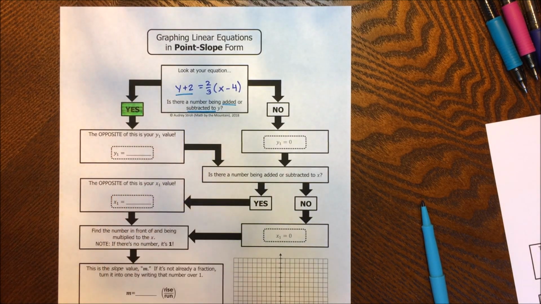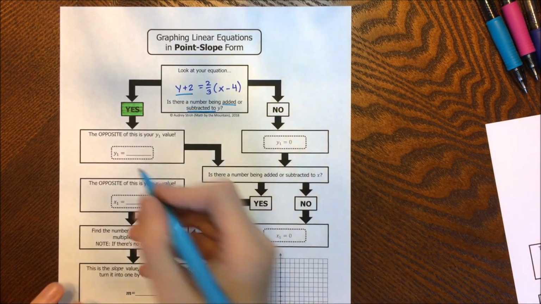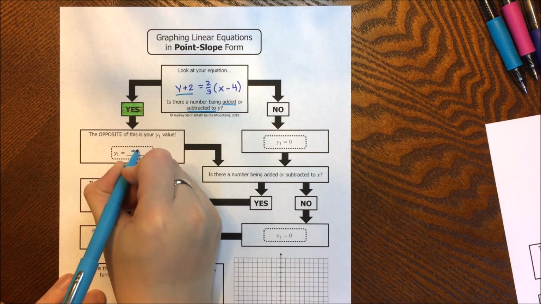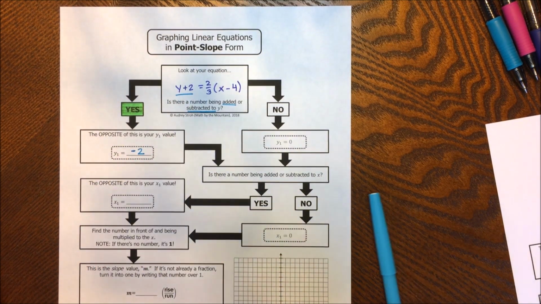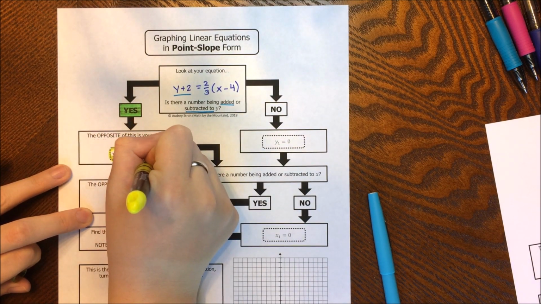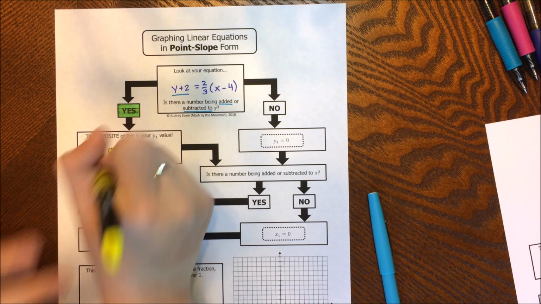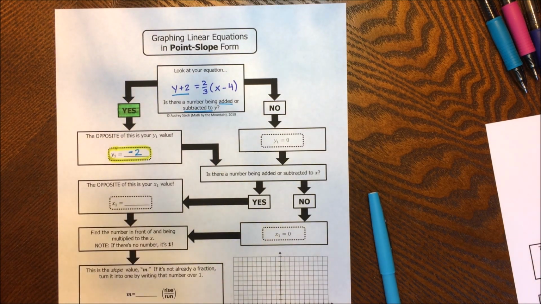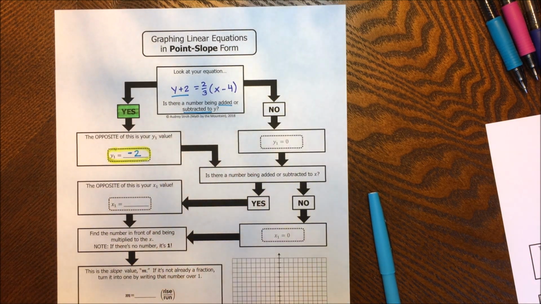So it says the opposite of this is your y1 value. So if I have y plus 2, that means it's going to be negative 2. And so it's nice and easy to find later, I just like to go through and circle it with a highlighter. All right, so then it says move on to the next question.